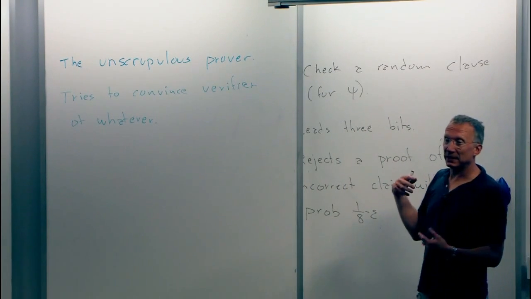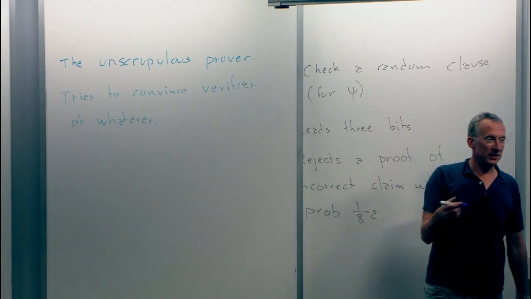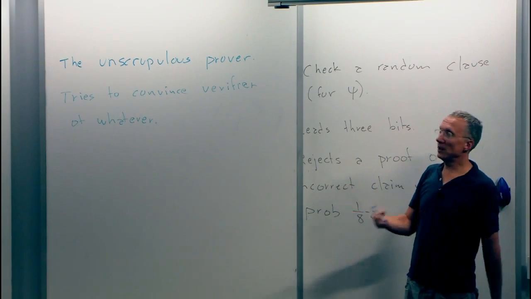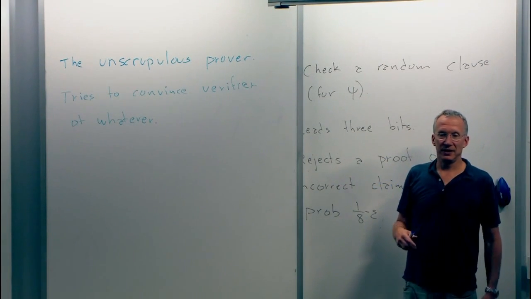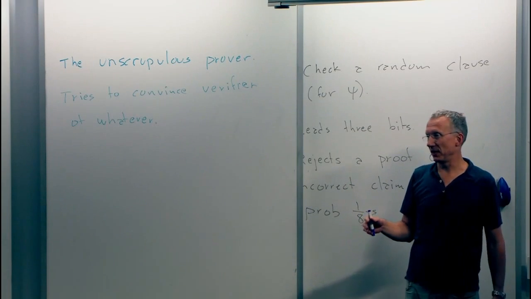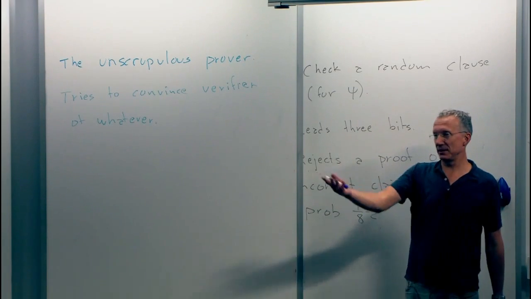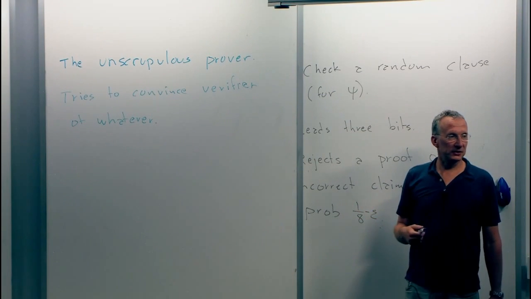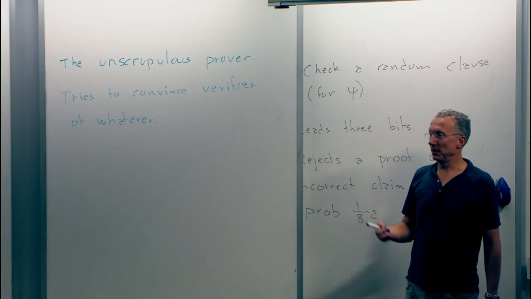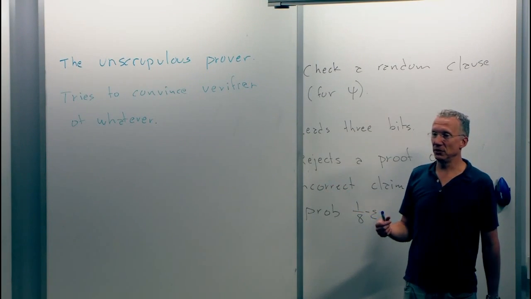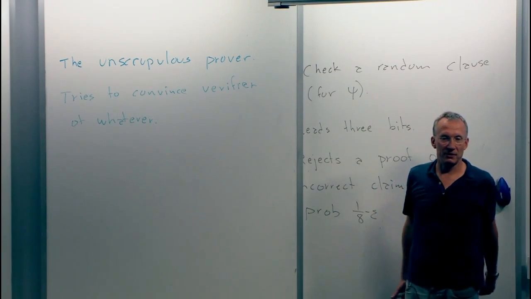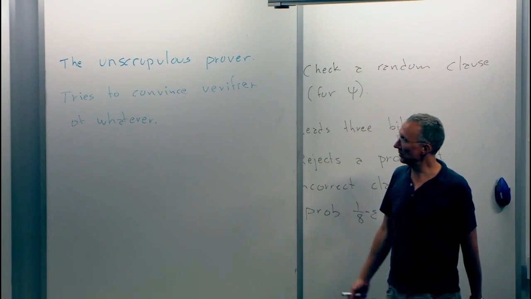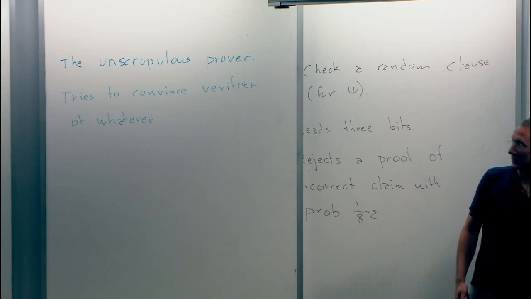The person that we constantly have in mind when we're talking about this is the unscrupulous prover. So what does the unscrupulous prover want? Well, he just wants to convince the verifier. He doesn't care if a formula is satisfiable. He just wants to maximize the probability that the verifier accepts. He doesn't even look at the formula. He just knows what the verifier is going to do and tries to make the verifier happy, as some students do, right? They don't do their homework, they just want to convince their professors.